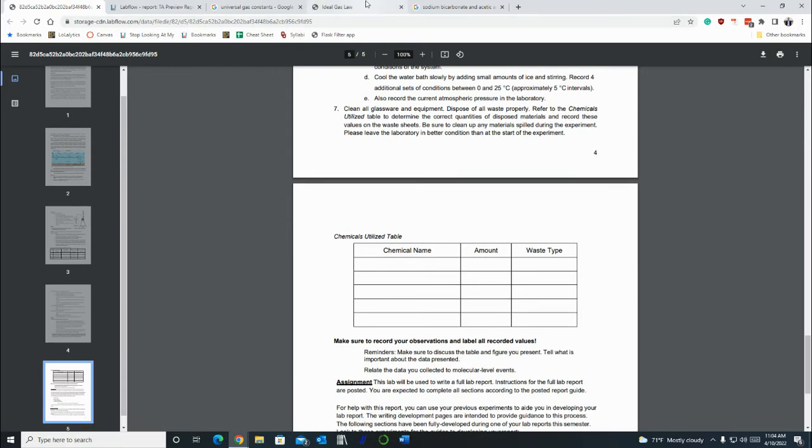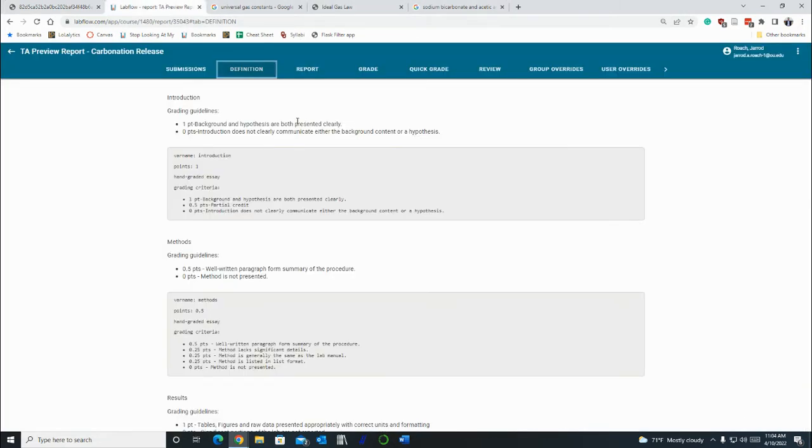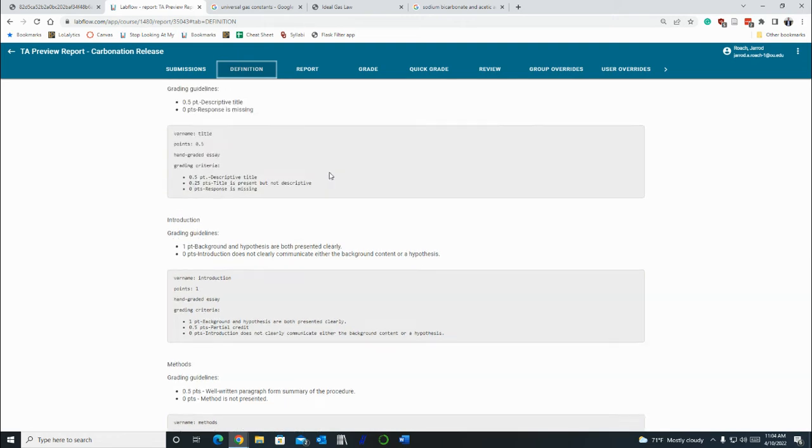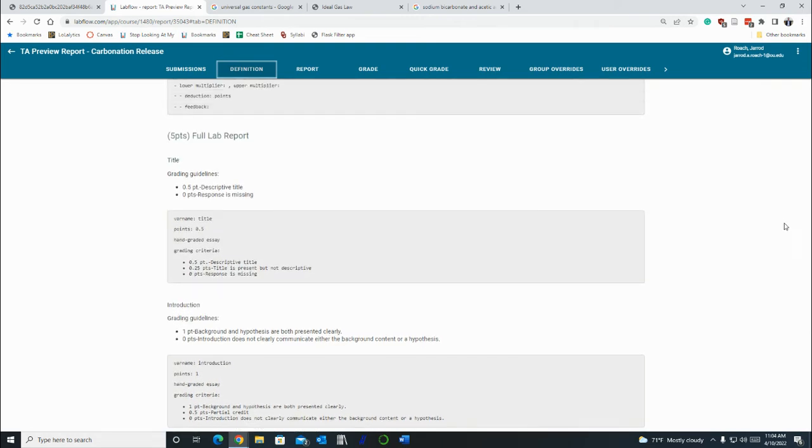So let's talk about your lab report this week, because y'all are doing a full lab report. You need to make sure that you're answering all parts of what we expect for each portion of a lab report. So first of all, your title. You need to have some sort of title. It needs to be descriptive, telling us what exactly occurred in the lab. Maybe some of your results could be in that title. So it can't just be carbonation release or ideal gas laws. You need to have some sort of descriptive title.